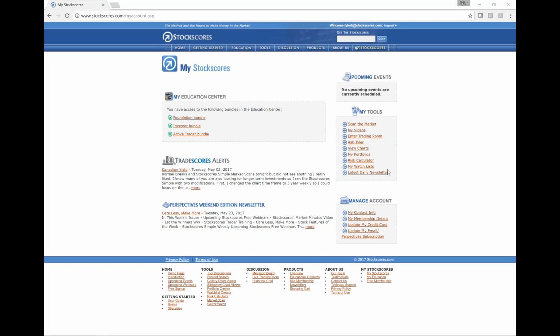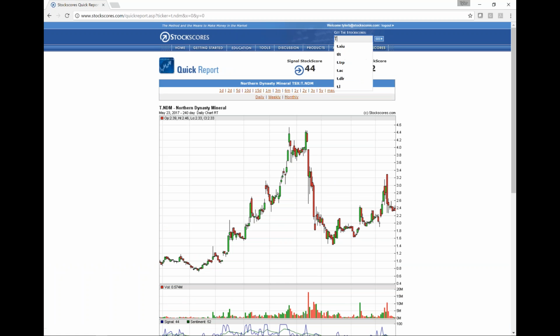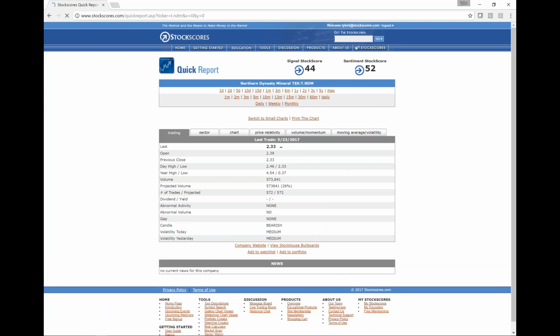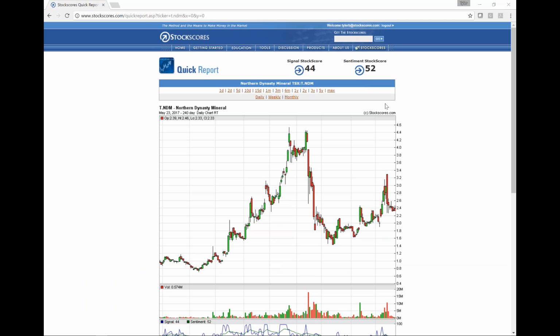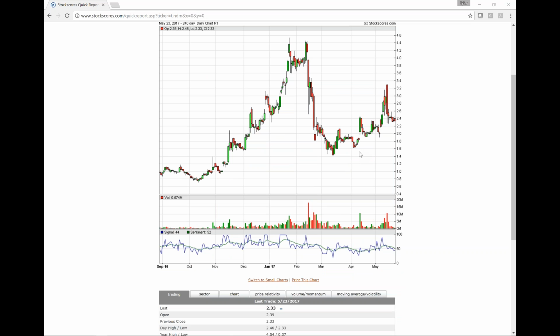Northern Dynasty Minerals. So let's take a look at T.NDM. Oops. Trades in the US and Canada. I think it's NDM in Canada and something else in the US. Okay, so this is a 240-day chart, basically 8 months. So the bus left the station on this one in November. There was abnormal price action, abnormal volume back then.